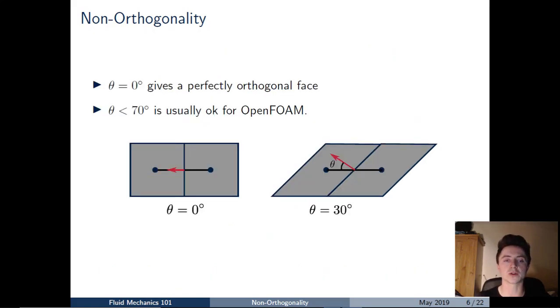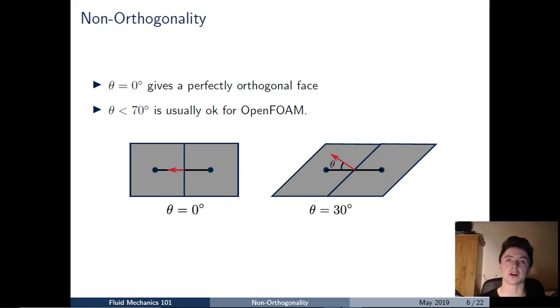Just to give you some examples, if we have two perfectly square faces, which you can see in the diagram on the left, then clearly the normal vector N is aligned with the vector D, and the non-orthogonality angle is 0. So we have a perfectly orthogonal face. Now, as the cells become more skewed, which you can see in the diagram on the right, the face normal vector N starts to depart from the vector D, and we get a non-orthogonality angle, which for the particular diagram I've shown looks like around 30 degrees.